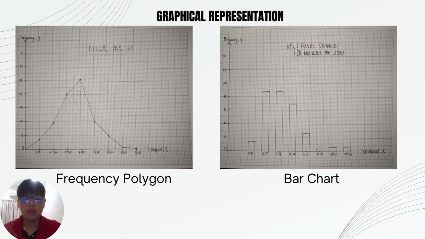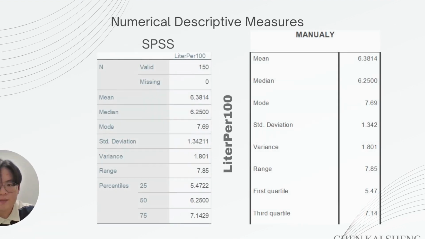Next, the bar chart is used for the variable KPL. In this graph, it shows that the chart starts with the midpoint 10.36 with a frequency of 7, and ends with the midpoint 29.33 with a frequency of 3 for the variable KPL.